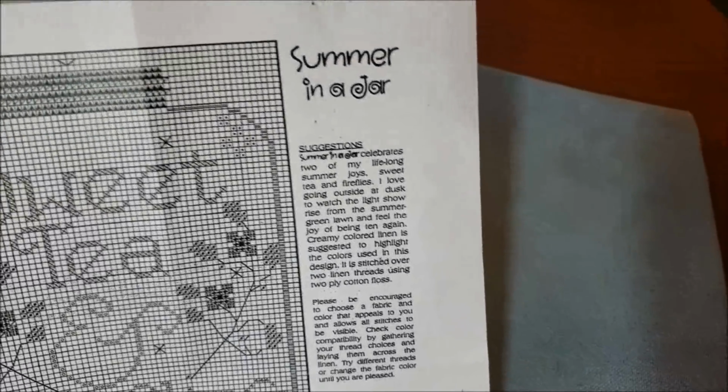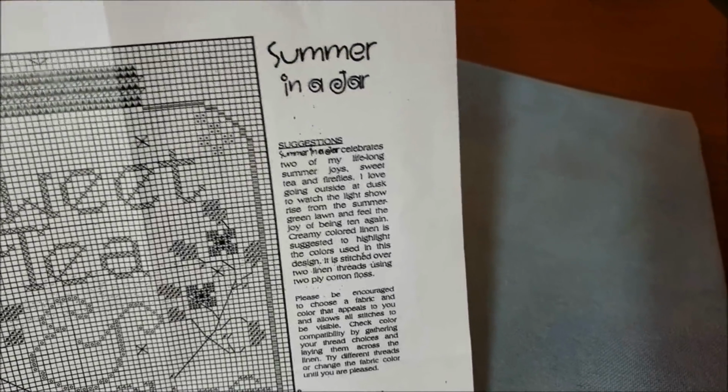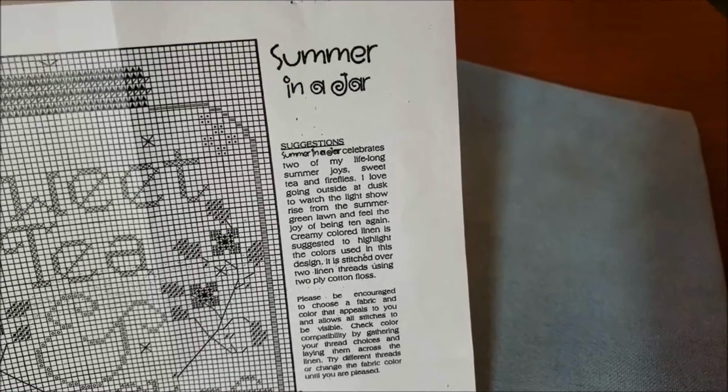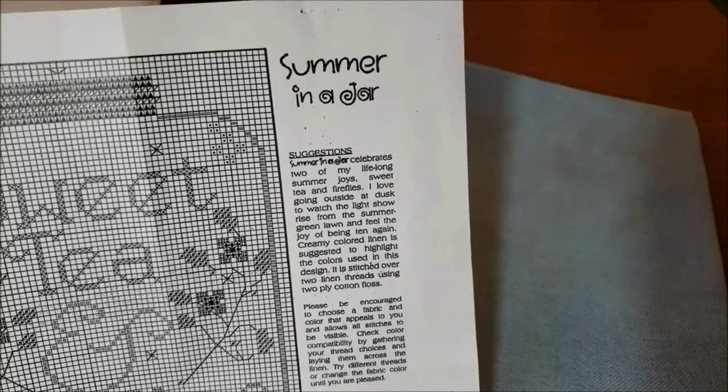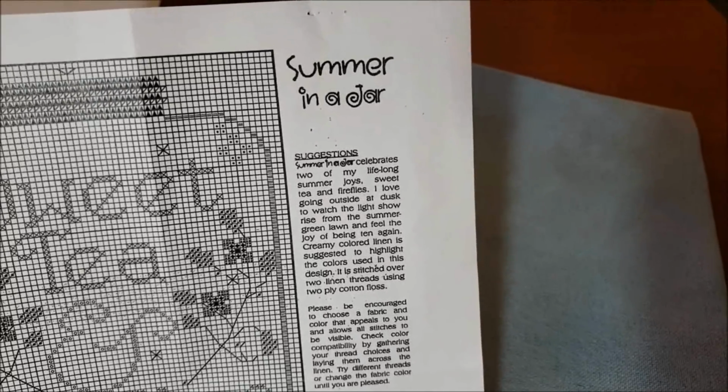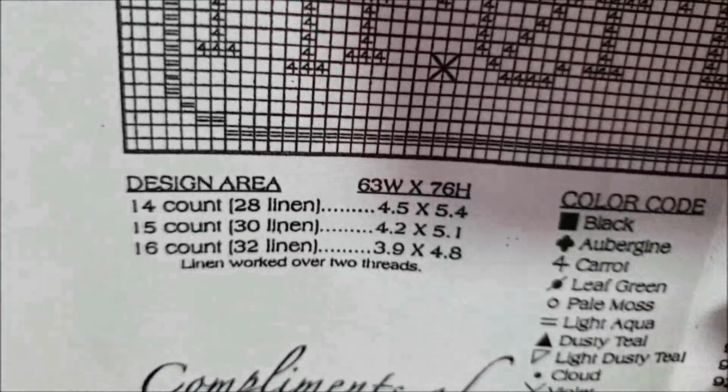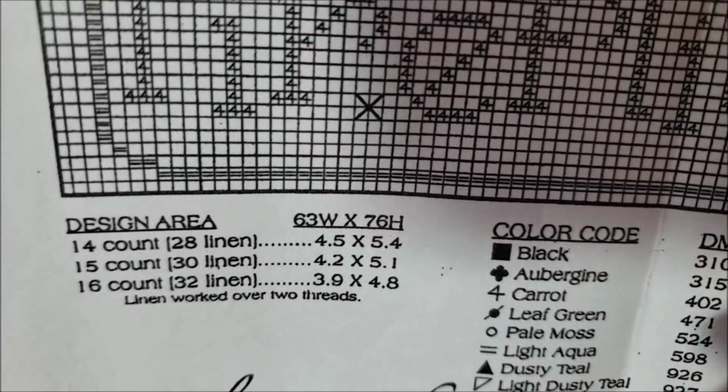On this pattern, and on any pattern that you buy, they will tell you what size fabric the model was stitched on, meaning the picture that you looked at to decide whether to buy a cross stitch pattern or not. So on this particular one, they actually give you what size the stitched portion is.